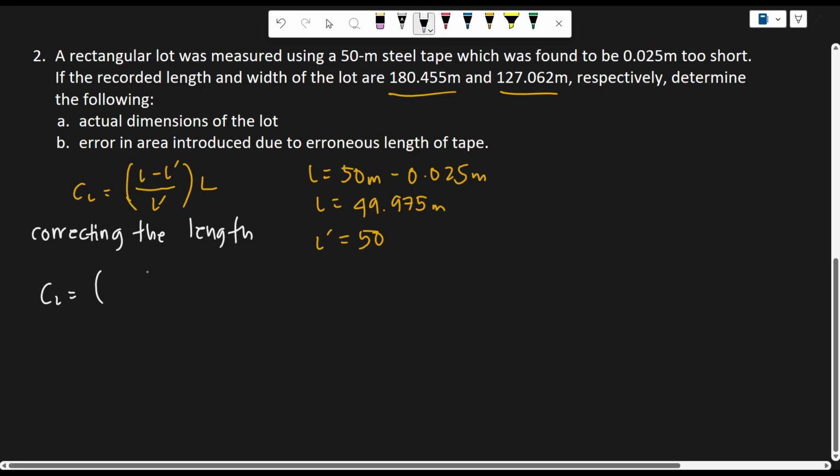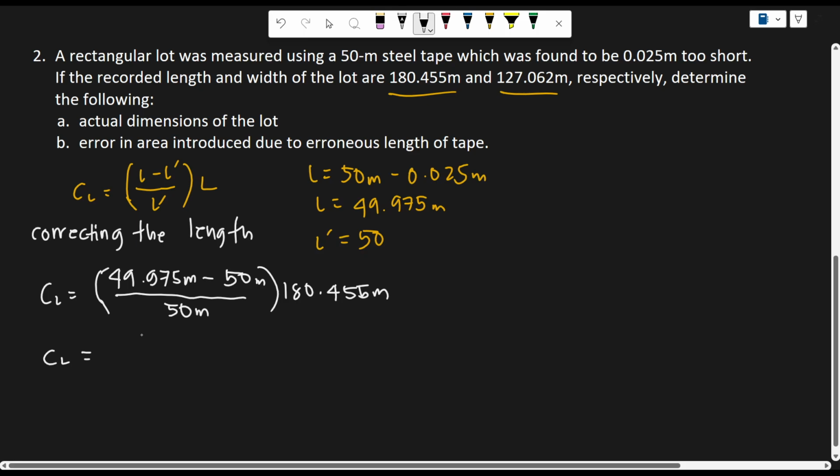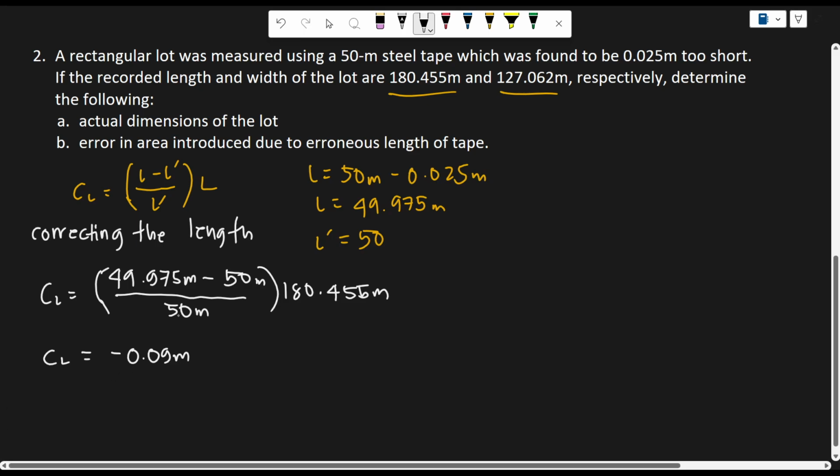So our L without the prime here is 49.975 meters minus 50 meters all over 50 meters, and then we multiply it by the length, which is 180.455 meters. Okay, so if we do the calculations there, you will get negative 0.09 meters. Okay, so to get the actual length, we will subtract this correction to the length that we were given.